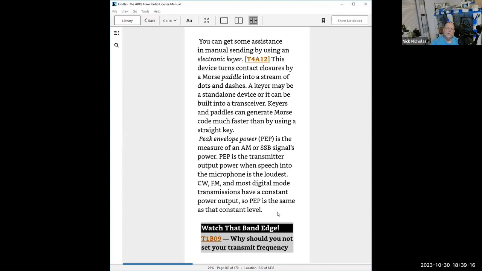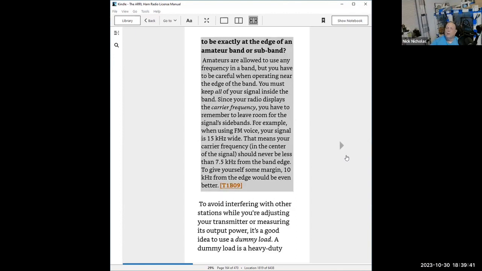We measure peak envelope power. We're talking, though, about the peak power of the envelope around the AM or sideband signal. So this is not a measure of the transmitter's full power. This is what we are driving. And remember, the amplitude of an AM signal or a sideband signal is based upon the actual audio going in. It's a reproduction of the audio, okay?